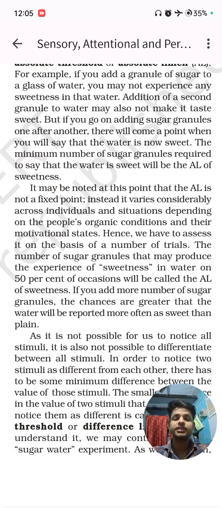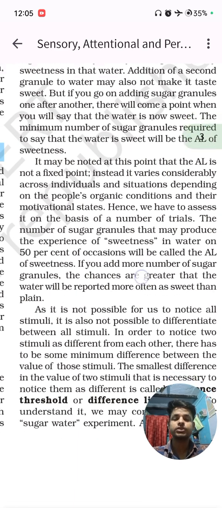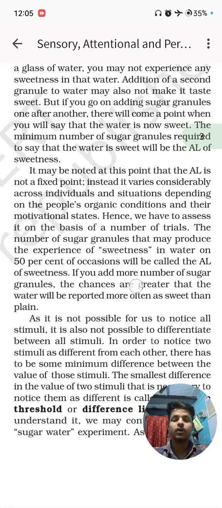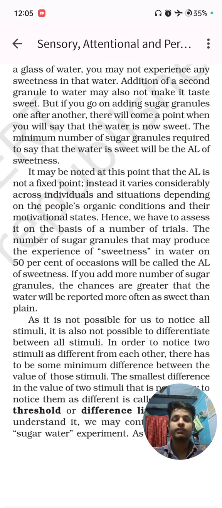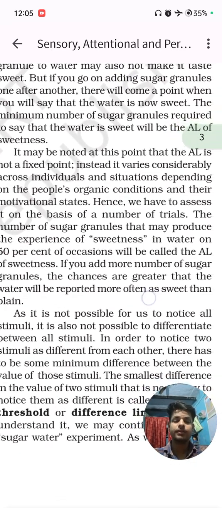It may be noted at this point that the AL is not a fixed point. Instead, it varies considerably across individuals and situations, depending on the people's organic conditions and their motivational states.